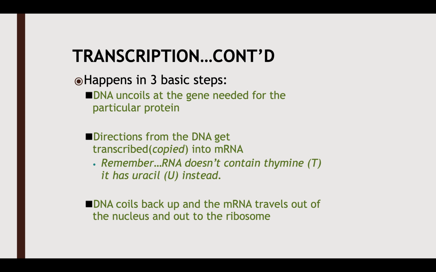So we find that gene and just unwrap the DNA at that particular point. All right, so the DNA is going to uncoil at the specific gene needed for whatever it is that we need to make. The directions from the DNA will be transcribed. Transcribe basically means to copy into messenger RNA.